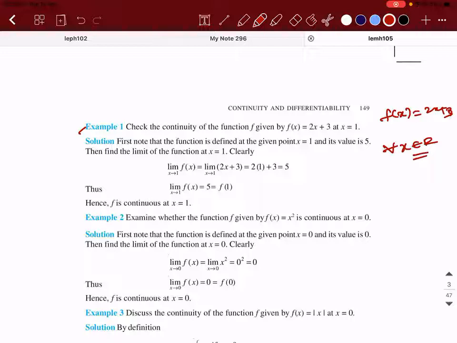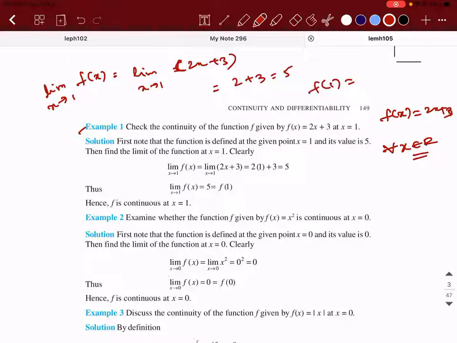For a real valued function f, if limit x tends to c, in this place what is c? 1. f of x is how much? Limit x tends to 1 of 2x plus 3. Take this and substitute. This will be 2 plus 3. Answer will be 5. Then what is f of 1? f of 1 is 5. So limit x tends to c of f of x is equal to f of c. Then if both values are the same, you can say that the given function is continuous. So this is the step that they expect for continuity.